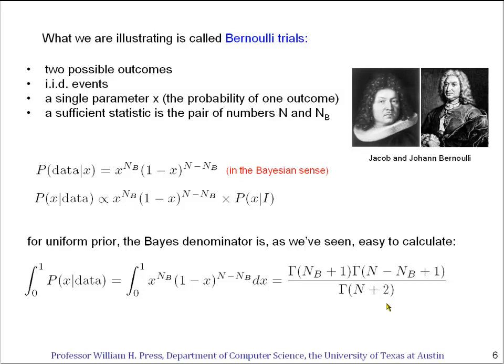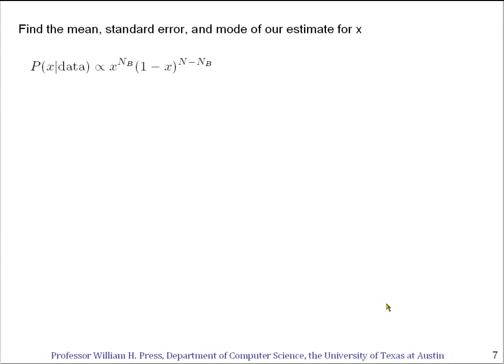So what can we do with this machinery? Well, if we have an estimate of the parameter x, we can characterize it in various ways. We might ask, what is its mean or standard error? Or let's first do the mode. That would be the most probable value of the parameter x.